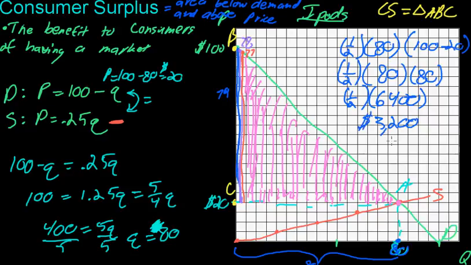So consumers save $3,200 compared to if they had to bid individually with the maker of an iPod one by one and bid their reservation price, which is the absolute maximum amount that they would be willing to pay. I hope that makes sense, and the big takeaway from this video is that consumer surplus in any market is the area above equilibrium price and below demand. So with that, we'll get on to the next video.